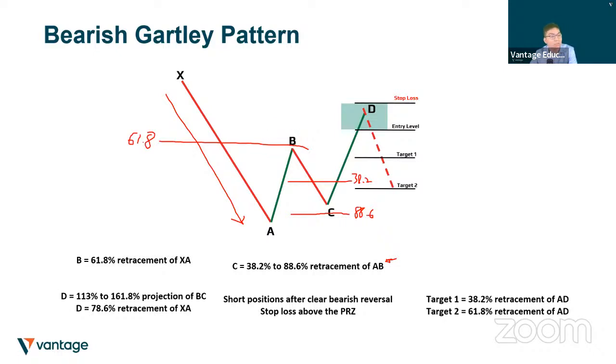This pattern, as usual, is completed at point D, which will be located between the 113% to 161.8% projection of BC. So you draw a projection line ABC, and you'll get it right here. You can search TradingView for the projection line. It's at 113%, I think I drew it a bit too low, and 161.8%. So this area is the reversal zone you are looking for to short.